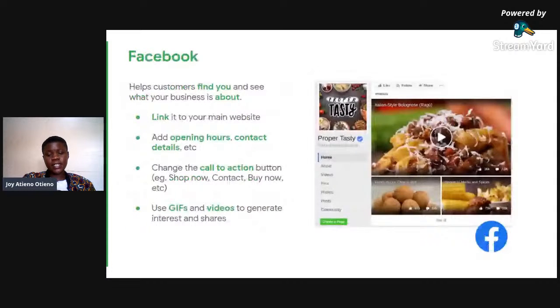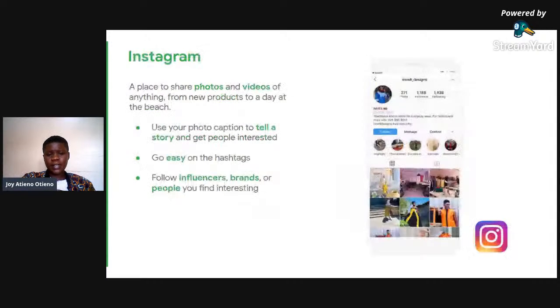Facebook is the kitchen sink social media platform. On Facebook, you can do everything. You can put your website, you can include opening hours, contact details, you can share call to action buttons like shop now, buy now, contact us now. You can upload videos, images, GIFs, memes. Facebook just does the whole array for you, helps customers find you and see what your business is all about. It's a 360-degree view on your business.